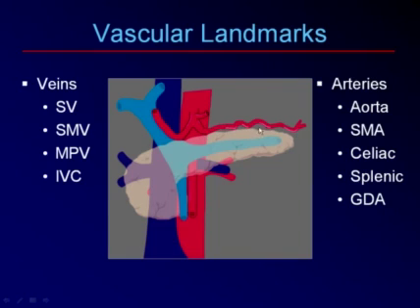This splenic artery travels along the superior border of the body and tail of the pancreas. Usually the pancreas goes no higher than the splenic artery. The gastroduodenal artery, which is not drawn here, would lie on the anterior surface of the head of the pancreas.